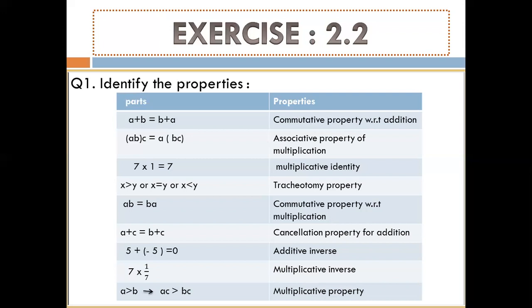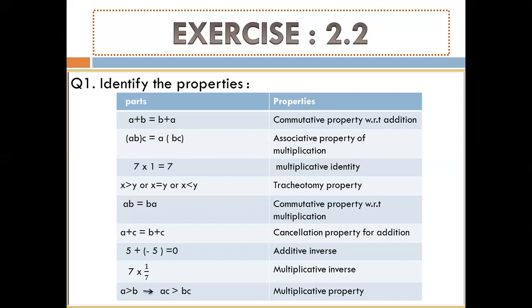Next is inequality. x is greater than y, or x is equal to y, or x is less than y. Three conditions are there. Trichotomy property. AB is equal to BA. Again, there is a multiplication sign and A and B change their position. This is called the commutative property with respect to multiplication.